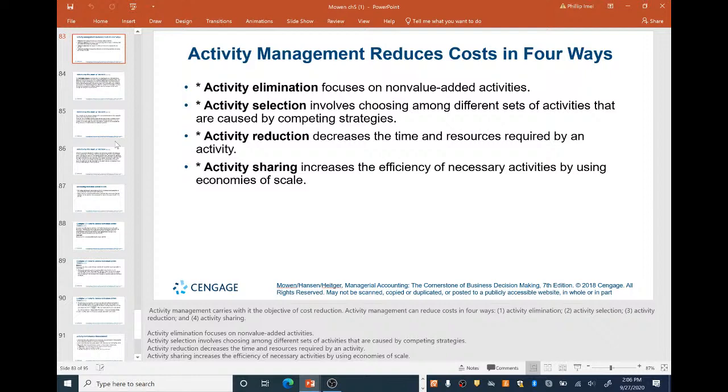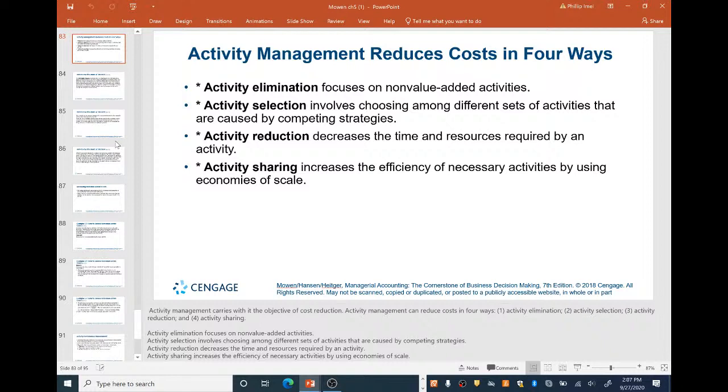Activity selection, obviously this involves choosing among different sets of activities and choosing the one that is the best out of the competing strategies. Activity reduction decreases the time and resources required by an activity, so cutting down on the direct labor and indirect materials of an activity.